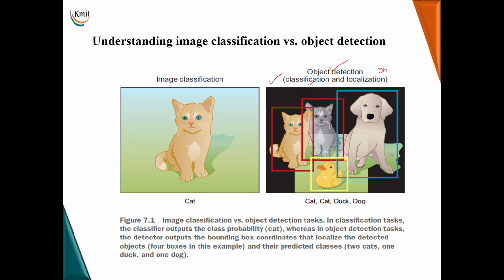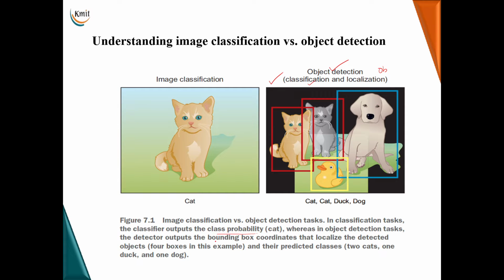So this image clearly gives the difference. What do we get in image classification? The probability of the given image belonging to cat. If 80%, that means 80% probability of the given image belonging to cat. Whereas in object detection, what kind of outputs do you get?